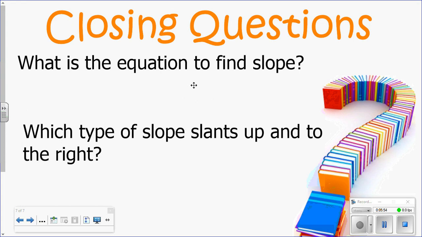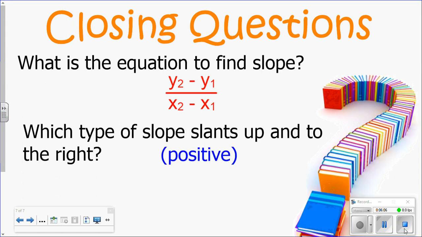So what is the equation if we're looking for slope? y2 minus y1 over x2 minus x1. Which type of slope slants up and to the right? That's positive.